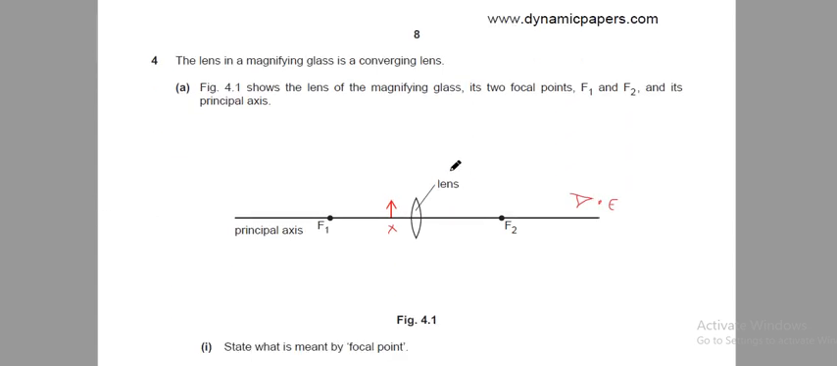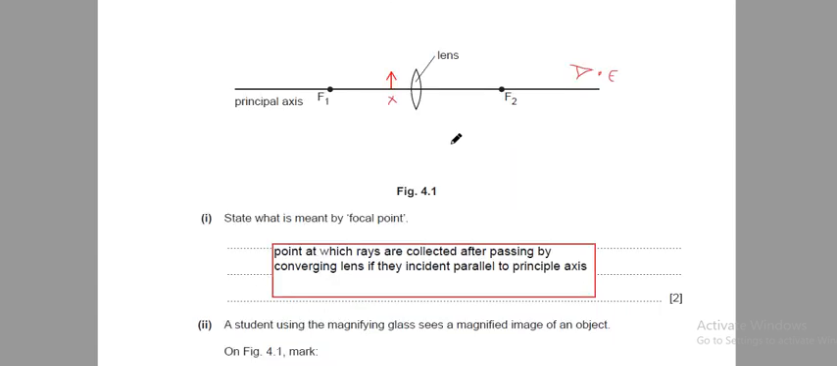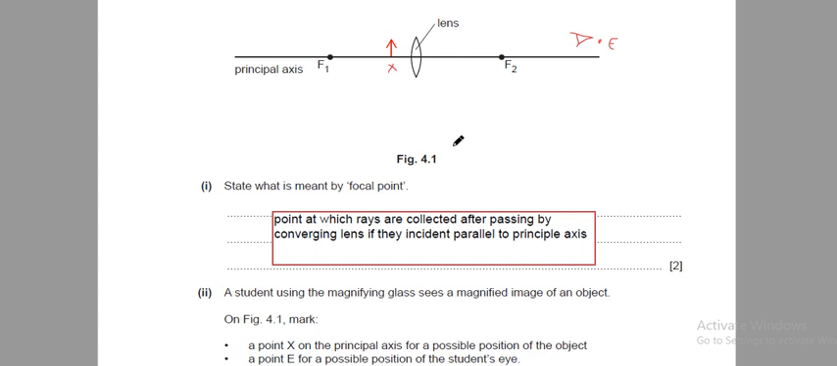Lens in a magnifying glass is converging. Figure shows this magnifying glass with its focal point. State what is meant by focal point. Point at which rays are collected after passing by converging lens if they are incident parallel to principal axis.